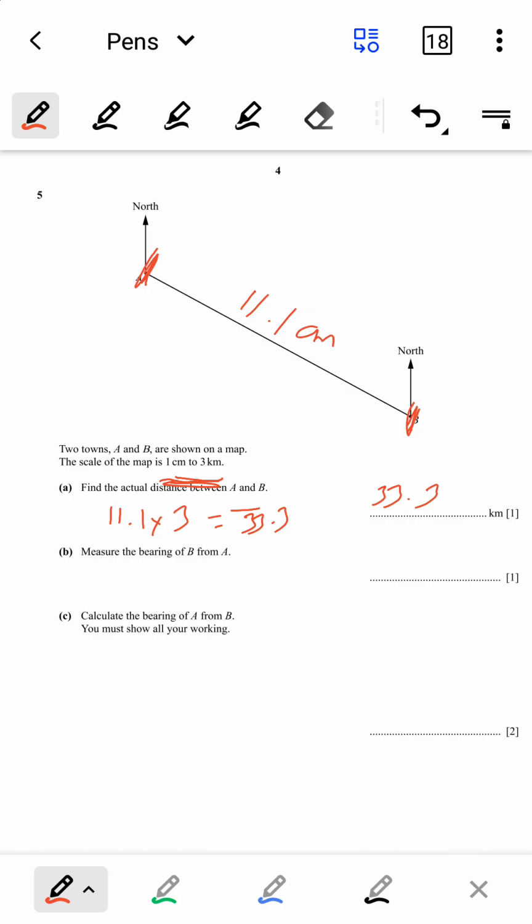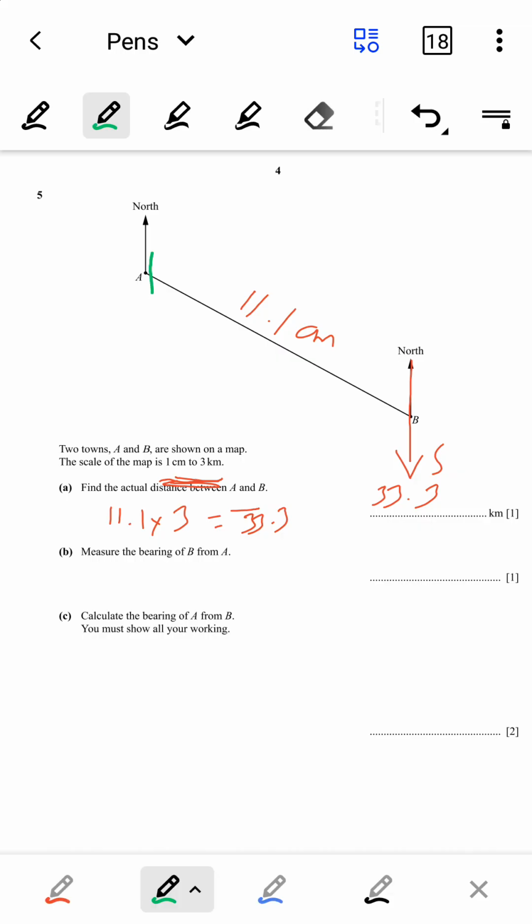So very simple. Measure the bearing of B from A. So very clearly it is given B from A. B from A in the sense, so always you have to make the directions of north and south. B from A, very clearly they told. So I'm measuring from here.